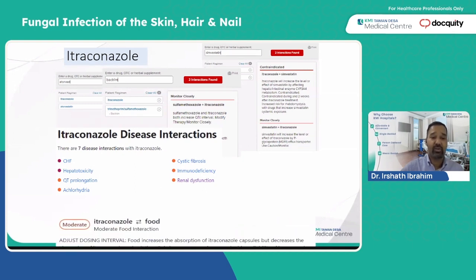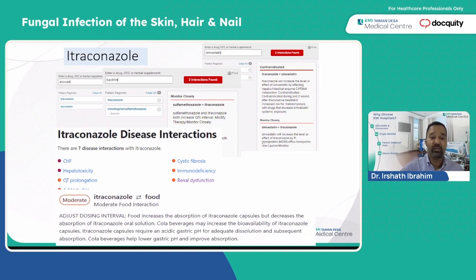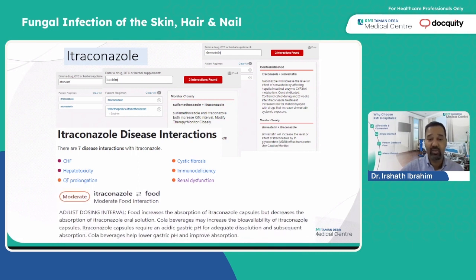And itraconazole is best taken with food, which increases the absorption of itraconazole capsules, but decreases the absorption of itraconazole solution. That's why sometimes we ask the patient to take a cola beverage to help lower the gastric pH and improve the absorption of itraconazole.